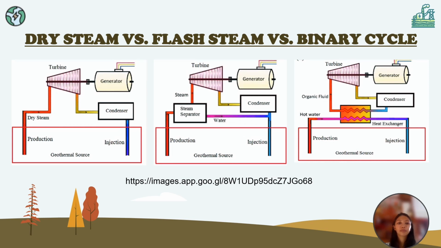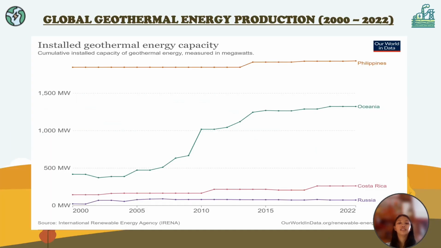These three main types of geothermal power plants provide flexibility in harnessing geothermal energy, allowing for adaptation to varying resource conditions. So for dry and flash steam, they work with high temperature resources, while binary cycle is suitable for lower temperature resources. Each type has its advantages and is chosen based on the specific geothermal resource characteristics.